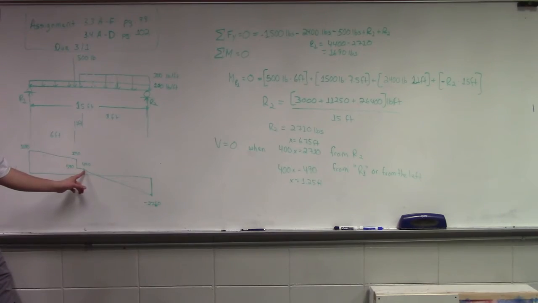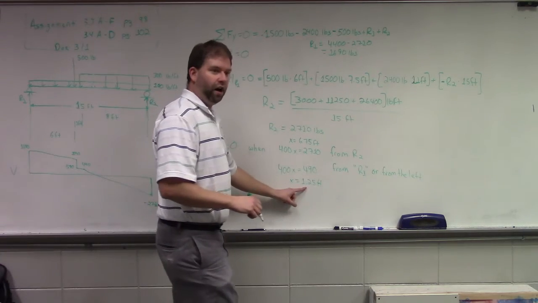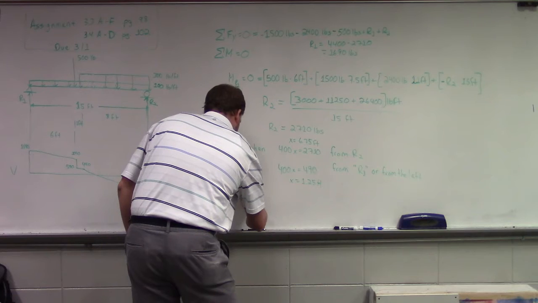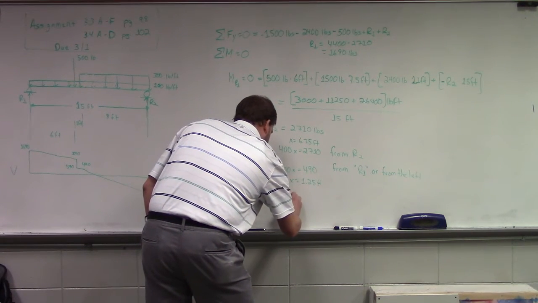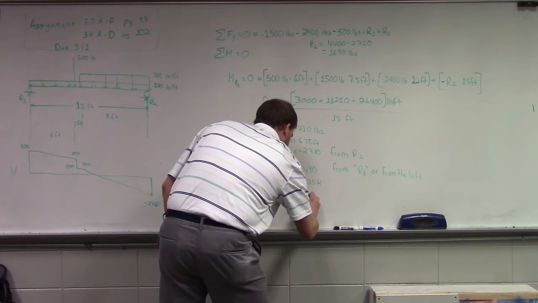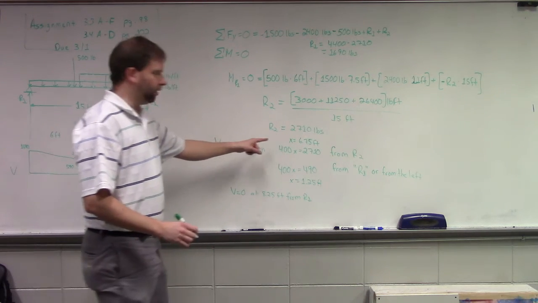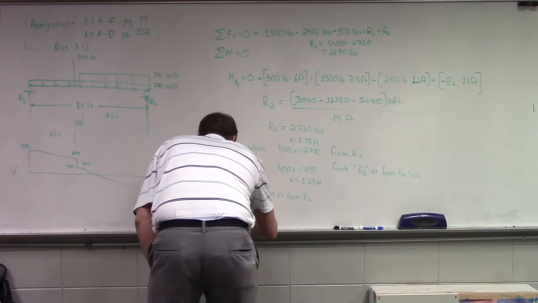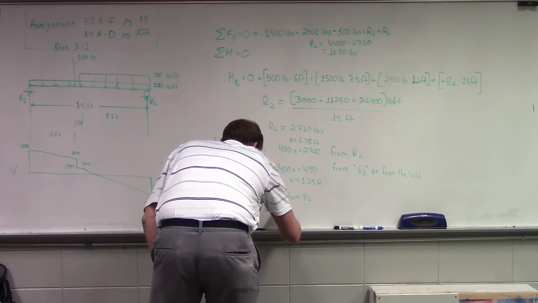It's at 7 feet, right? Yeah. So if we add 7 feet on our 1.25 feet, V equals 0 at 8.25 feet from R1. Or it's 6.75 feet from the other end. Yeah, fine. That's what I was saying.